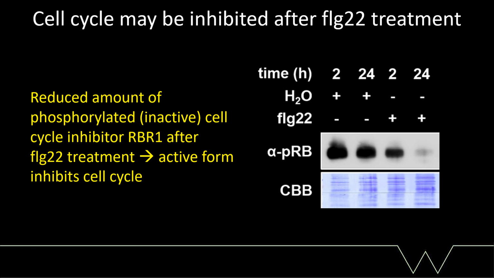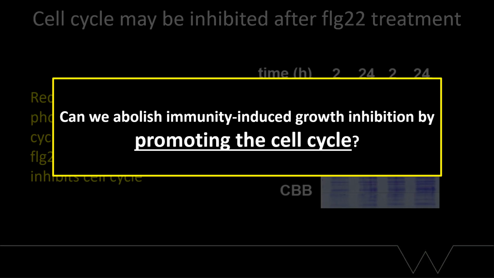Now, our hypothesis is that immunity might shift the cell cycle in the meristem from this active to this more inactive phase. Some evidence we have of this is that we see a reduced amount of phosphorylated, that is inactive, RBR1 after FLAG22 treatment. You can see here we have an antibody against phosphorylated RBR1, and the amount of it is reduced, suggesting there may be more active RBR1 that may be inactivating the cell cycle.